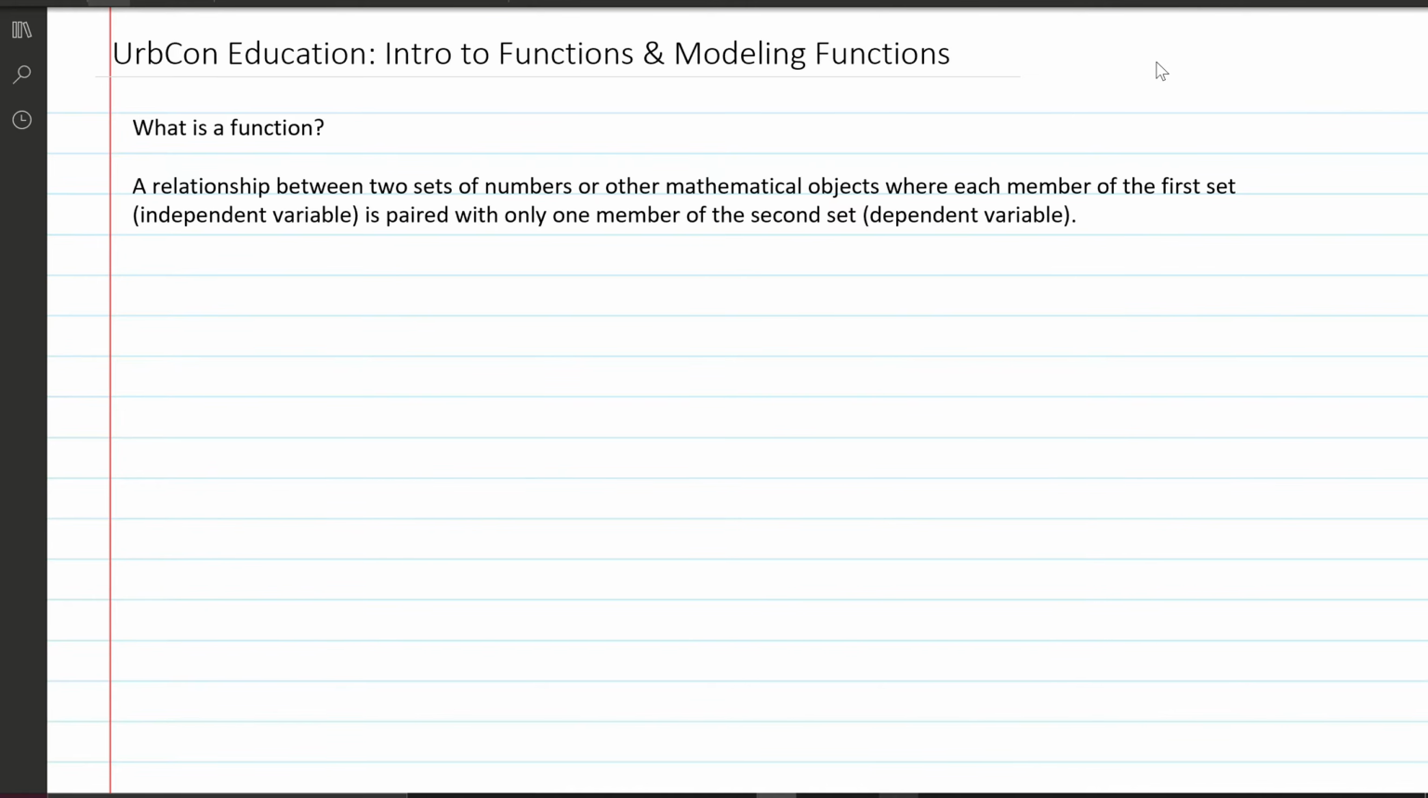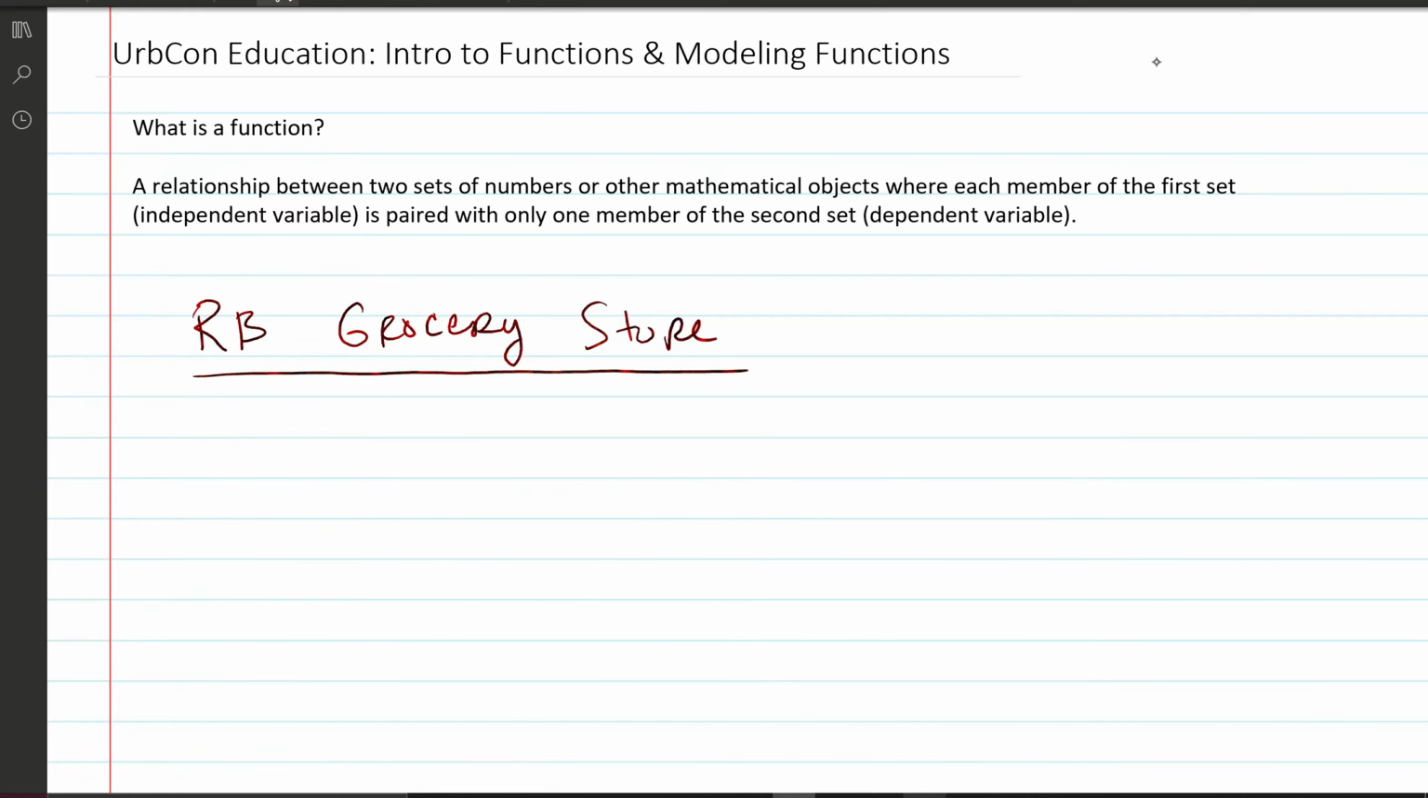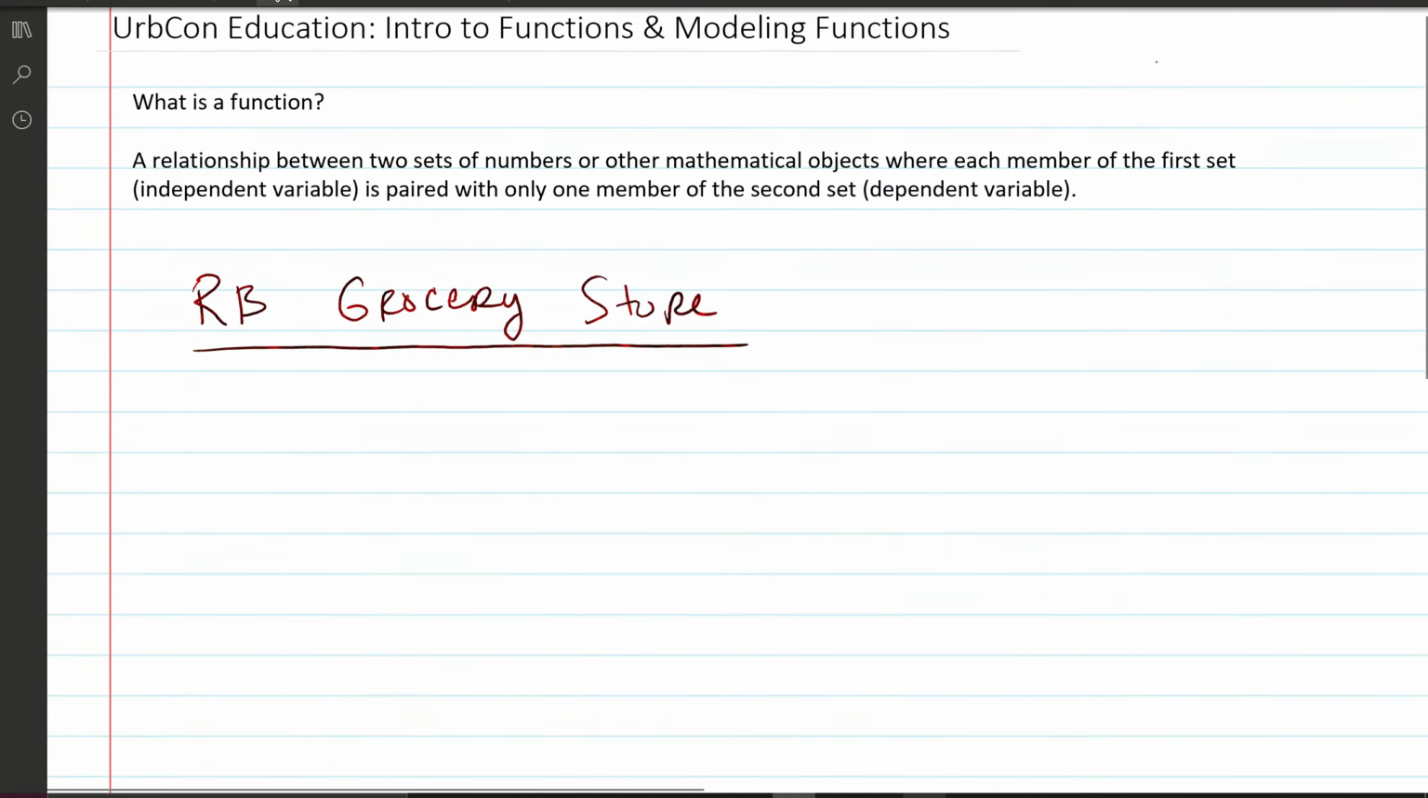What I'm going to do is go ahead and explain a function by giving an example, a real world example. So here's an example. Let's look at a grocery store. Let's call this the RB grocery store. Alright, so you go into the grocery store to buy a few of your items.